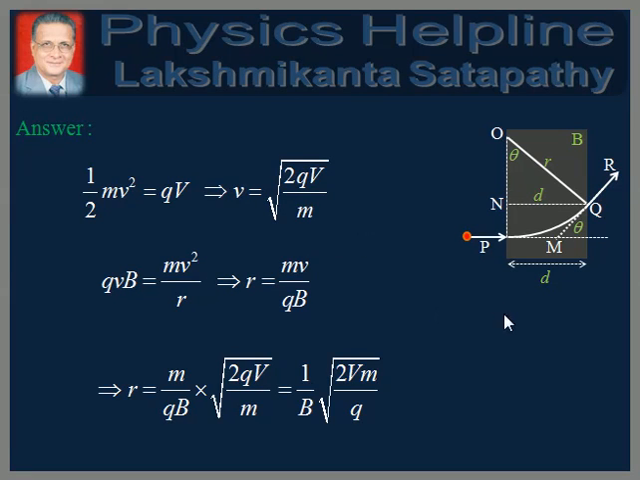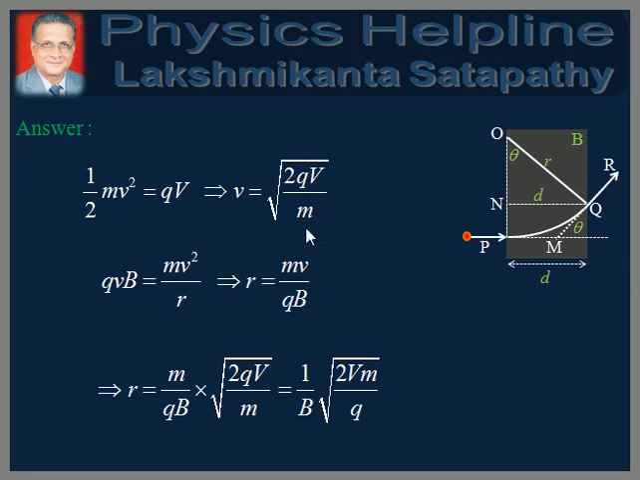Again, when the charged particle is moving inside a uniform magnetic field acting perpendicular to it, it will be moving in a circular path. Let the radius of the circular path be equal to r. Then the necessary centripetal force is mv squared by r. This has got to be provided by the magnetic force qvB. q is the charge of the particle, v is its speed, and B is the magnetic field. From this we get r is equal to mv by qB.